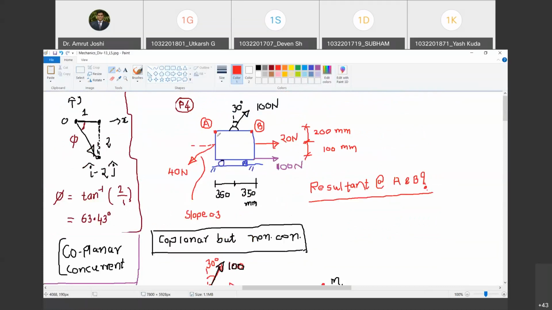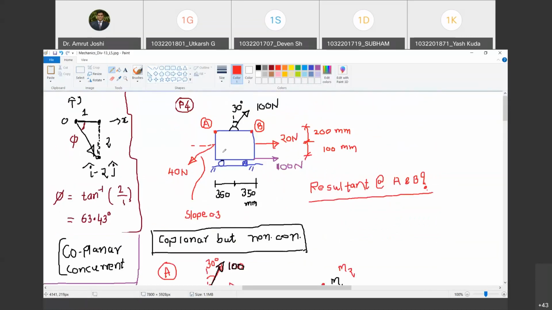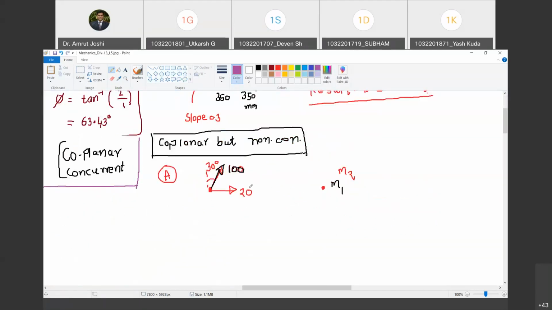And due to this 20 Newton, I am also going to experience some moment at A, and that moment I am going to write as M2. Happy? Then which is the third force? This 100 Newton one. So I will transfer that 100 Newton force as it is at A. Are you with me?